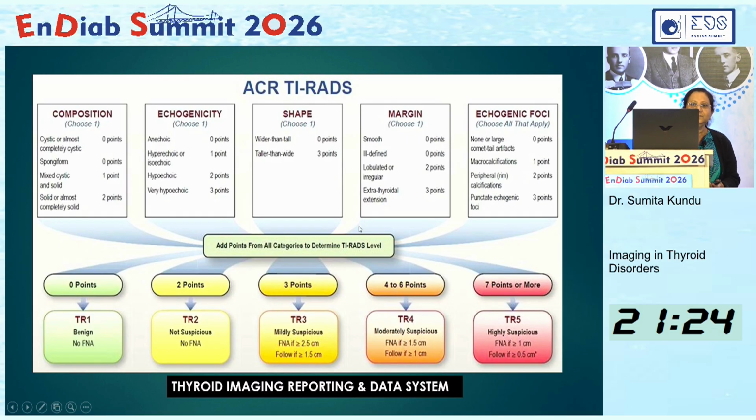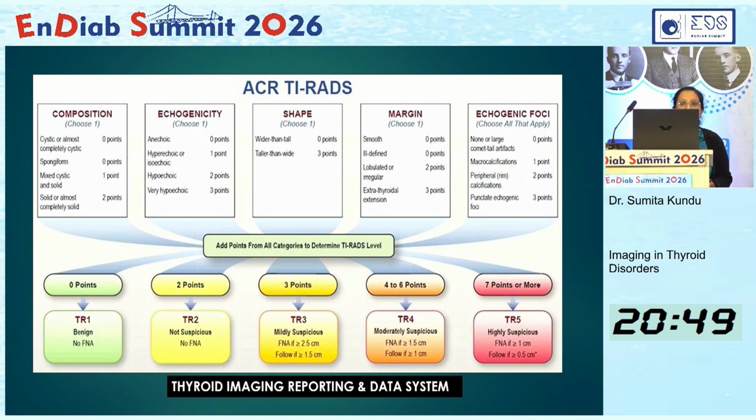Out of these, if it is a 0-point score, then we know it is a benign lesion, so FNAC need not be done. If it is 2 points, we are still not suspicious, so the patient can be followed up and does not have to undergo an FNAC. If it is TIRADS 3, we are mildly suspicious. If the lesion size is more than or equal to 2.5, proceed for an FNAC. If it is between 2 and 2.5, and 1.5 or below, then we know we can just follow up the patient.